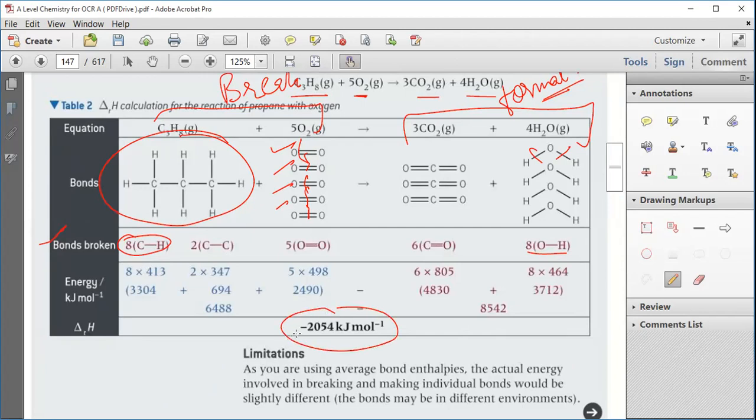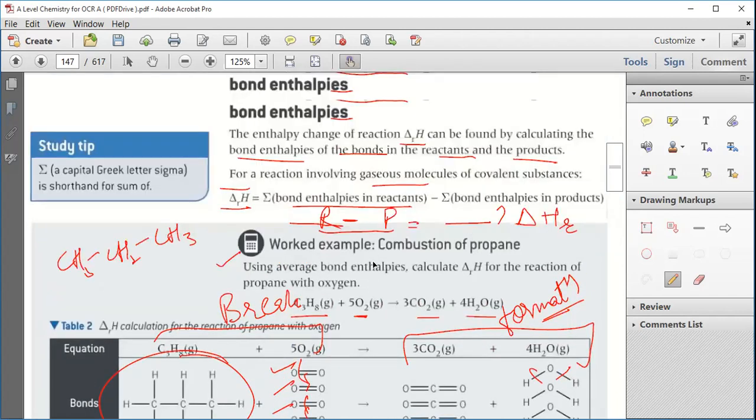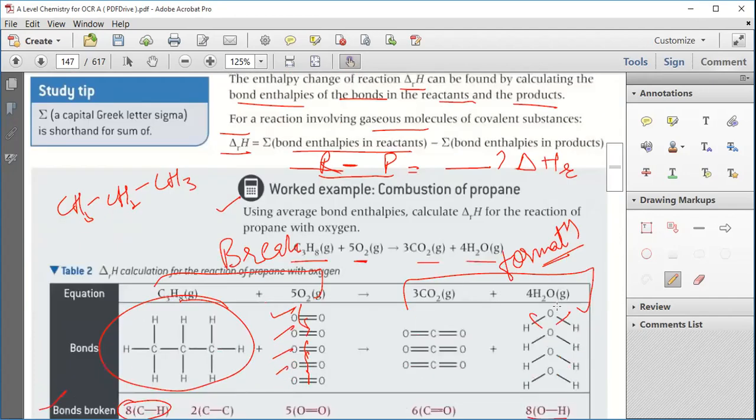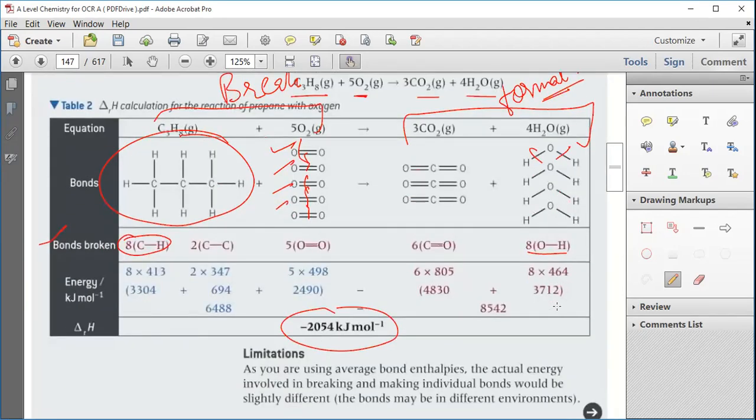And then you add them and solve them. It is product minus reactant? No, you can clearly see it is bond enthalpies in reactant minus bond enthalpies in product. So reactant minus product.